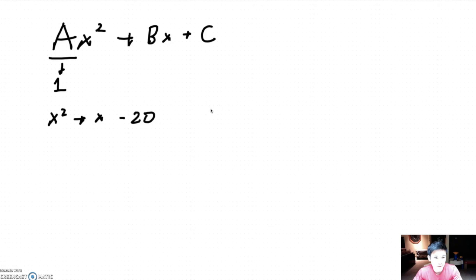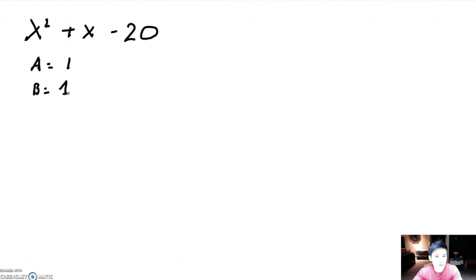So the X method is basically, let me clear the board. Let's just go back to that example: x squared plus x minus 20. The X method is fairly simple. First of all, I always write out a is equal to 1, b in this case is equal to 1, and c is minus 20. And what I typically do is draw an X like so.